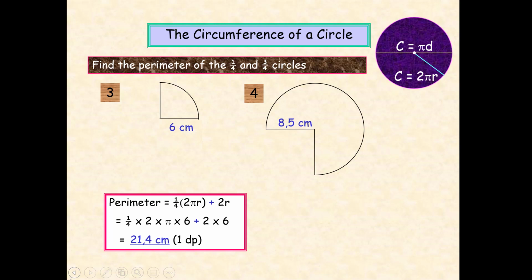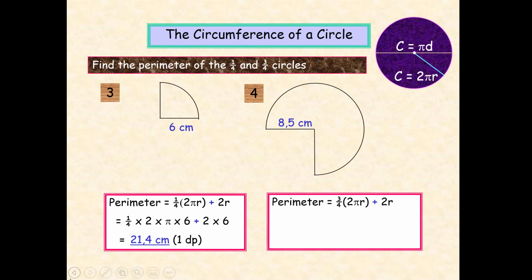So what about 3/4 of a circle? So we've got the radius, so we have to double the radius to get the diameter. Then we calculate 3/4 of that circumference. And we still have to add the 2 radii. So this is 3/4 times 2 times pi times 8,5 plus 2 times 8,5. If you don't understand, pause the video and see if you understand the method.